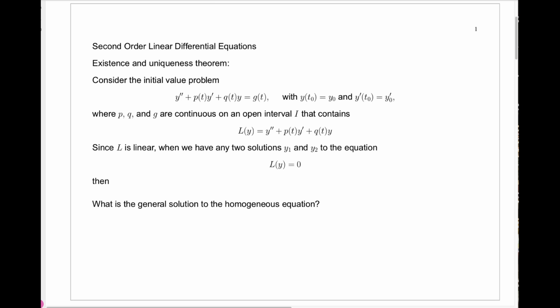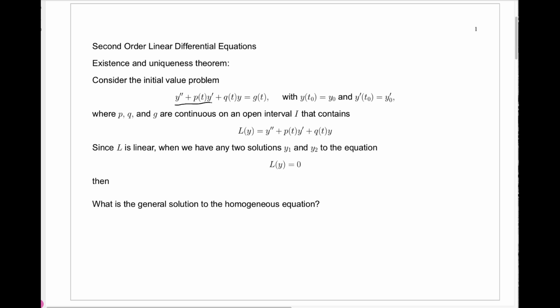We're going to continue talking about second-order linear differential equations. And I'll repeat the existence and uniqueness theorem. This is our main theorem that tells us when we're guaranteed to have a unique solution to an initial value problem. This was mentioned in a previous video lecture, but it's going to be fundamental to what we're talking about today.